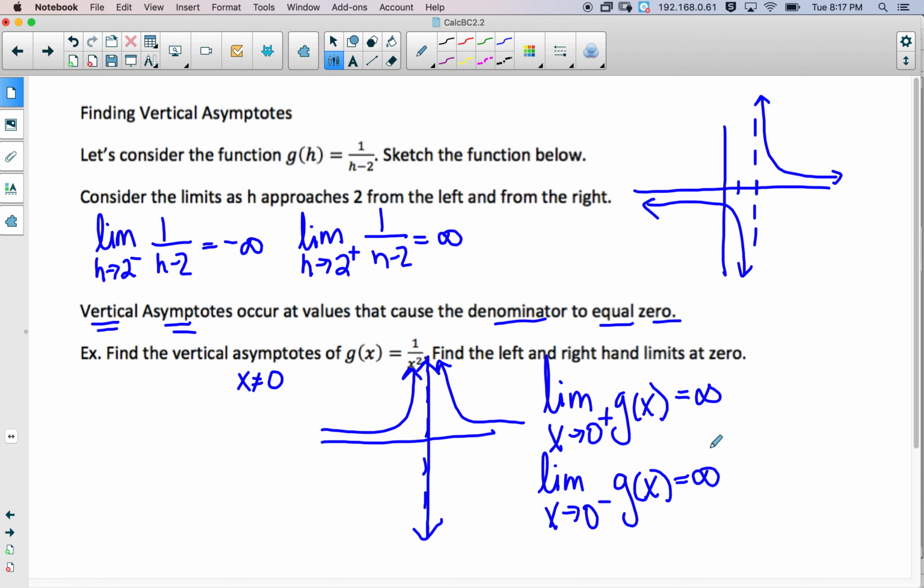Now you might think that the limit is actually equal to infinity, but remember, infinity is not a number. Infinity is just an idea. It's not a numeric value. So therefore, anytime a limit equals infinity, the limit does not exist. Okay, so if our limit equals infinity, it does not exist.